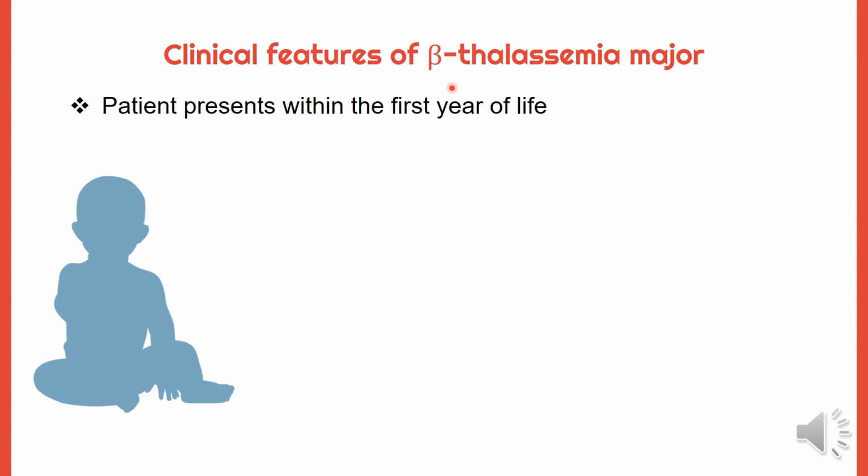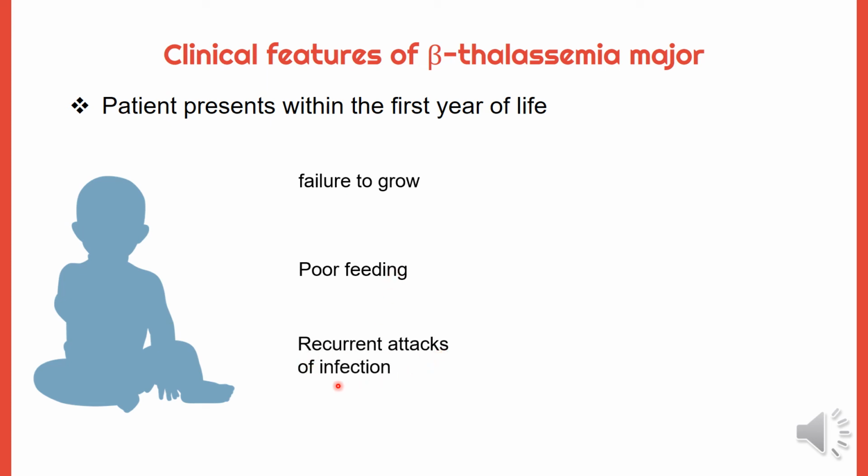Clinical features of beta thalassemia major. Patients present within the first year of life with failure to grow, poor feeding, and recurrent attacks of infection. The signs will be pale, jaundiced, and they will have hepatosplenomegaly.